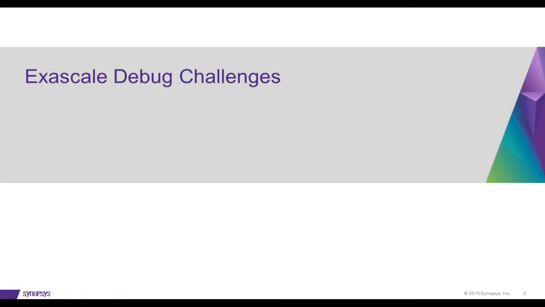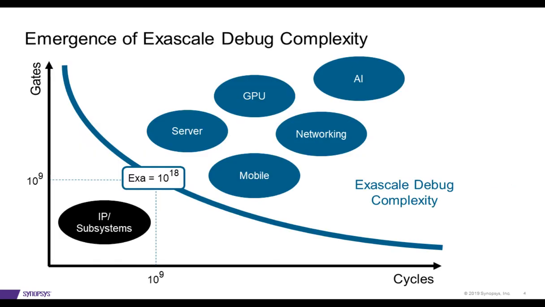So let's get into exascale debug. When we are talking about debug complexity, there are two main factors. First is how big your design is, that is the number of gates in the design. The bigger the design, the harder it is to find one gate that is misbehaving. And the second big factor is the number of cycles, or how long the test case is, because eventually your goal is to find one cycle where things start to go wrong.